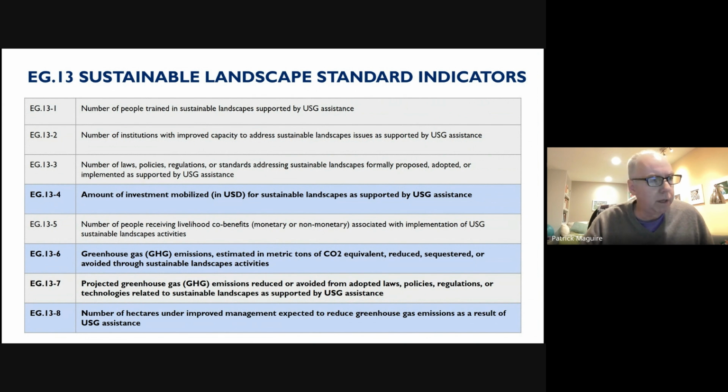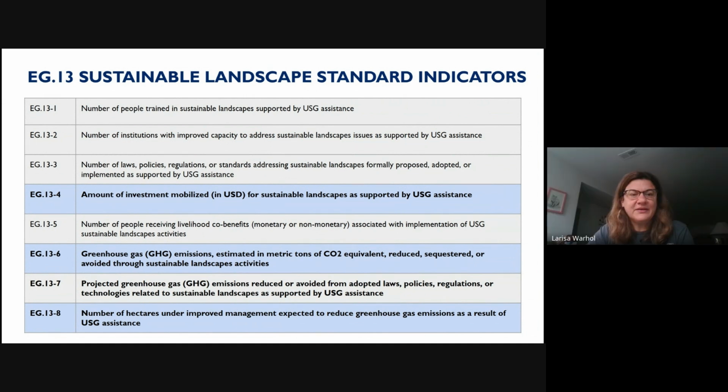I should have said this earlier, but I've been using the terms sustainable landscapes and natural climate solutions. Those are synonymous and you should think of them as such. We use them interchangeably. On Patrick's last point, sustainable landscapes is actually the congressional directive. That's why we call EG.13 our sustainable landscapes congressional directive, but our division engages in what we consider natural climate solutions. We like the NCS term because it's a little bit broader than sustainable landscapes.